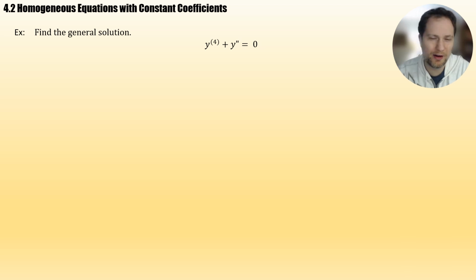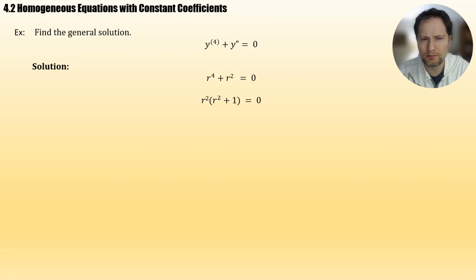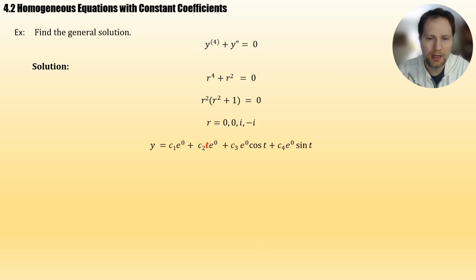Another example. All right, let's take a look at this one. Of course, the characteristic equation is going to be r to the fourth plus r squared equals 0. Factoring this is fairly straightforward. So we get some non-real roots here. And notice that we have a repeated solution in there. We've got lots of good stuff going on here, right?